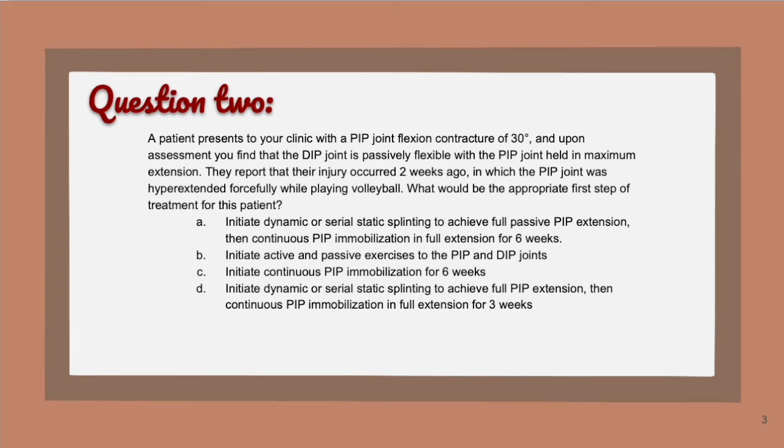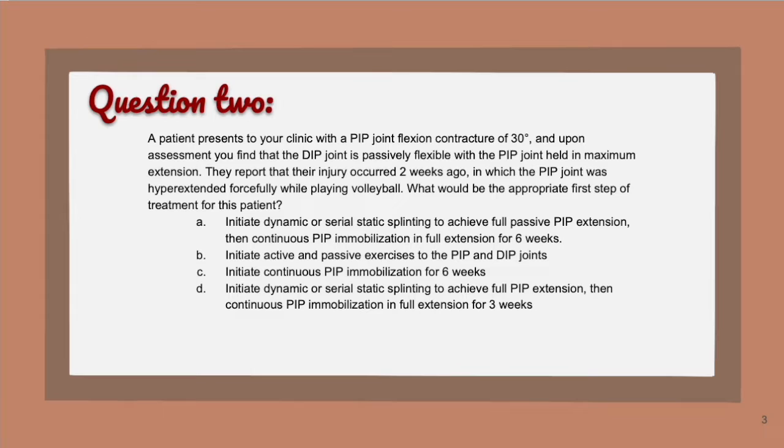Question 2. A patient presents to your clinic with a PIP joint flexion contracture of 30 degrees. Upon assessment, you find that the DIP joint is passively flexible with the PIP joint held in maximum extension. The patient reports that their injury occurred 2 weeks ago, in which the PIP joint was hyperextended forcefully while playing volleyball. What would be the appropriate first step of treatment for this patient?